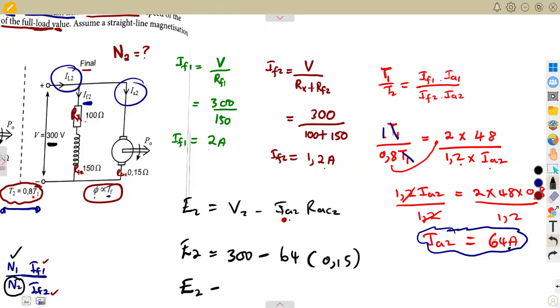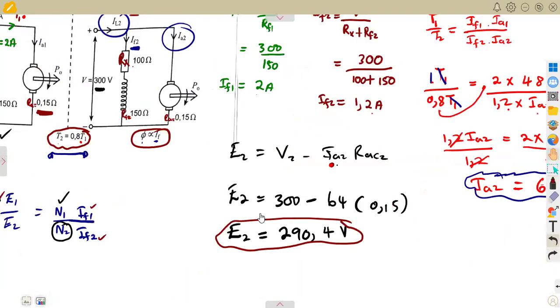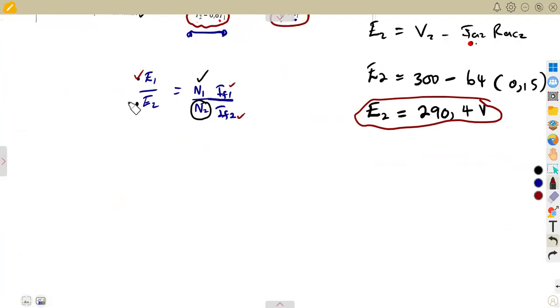So you have to be careful on your calculations and how you present your formulas. Understand your formula, what it means. So that's our E2, which was going to be 290,4 volts. That is the generated EMF. Okay, so everything now is there. You can consider this E2 is there. Remember, you want to calculate N2. We have everything. We can even make N2 the subject.